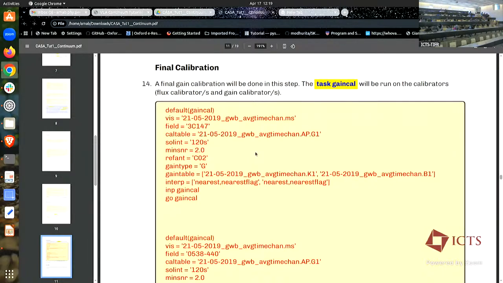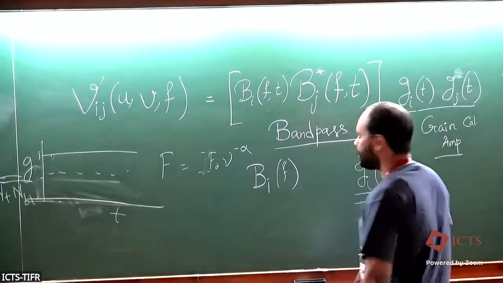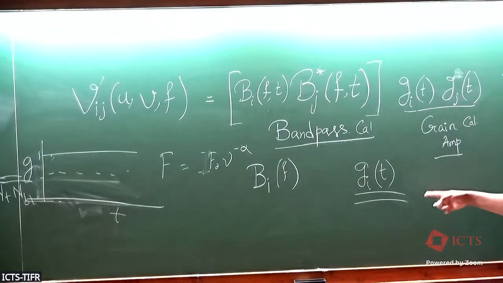Okay, let's move on to the next one, the last final calibration, which is the complex gain calibration, right? You are now solving for G_i as a function of t. And this is a complex quantity, okay, amplitude and phase. So I have written it like this, but it is basically a complex quantity. So this is what is mentioned here, the final calibration you are doing as a complex quantity, solving it here.